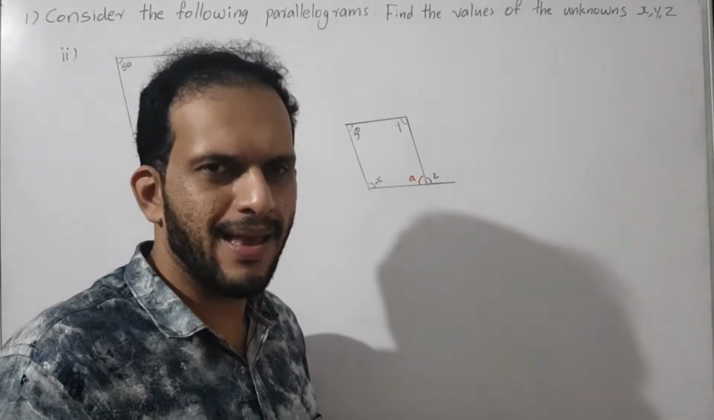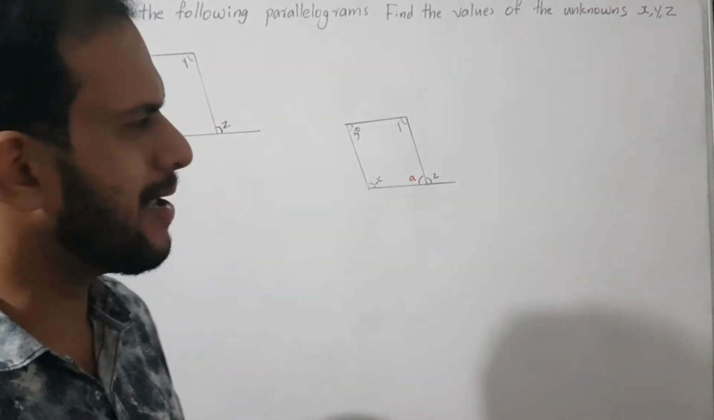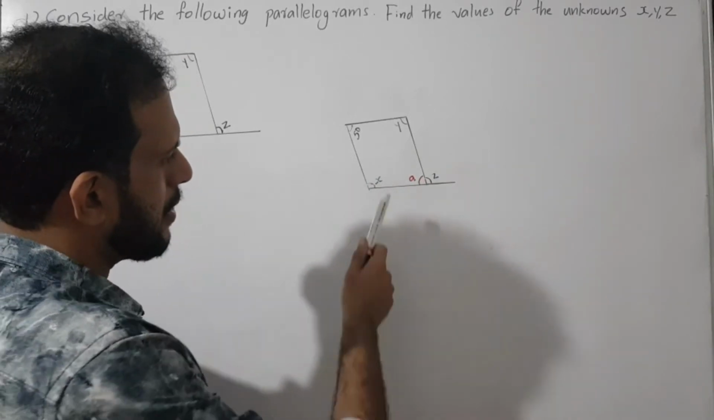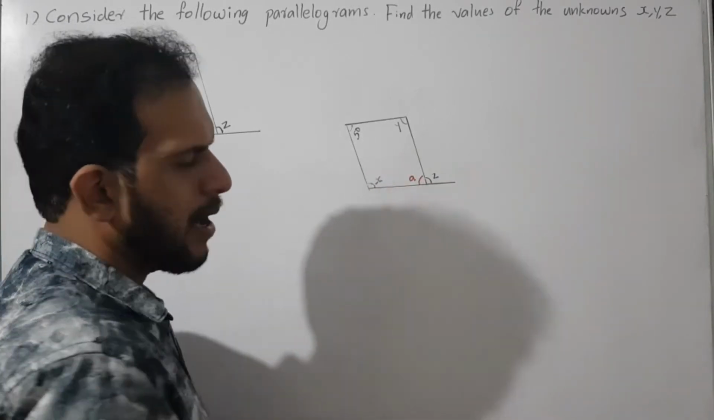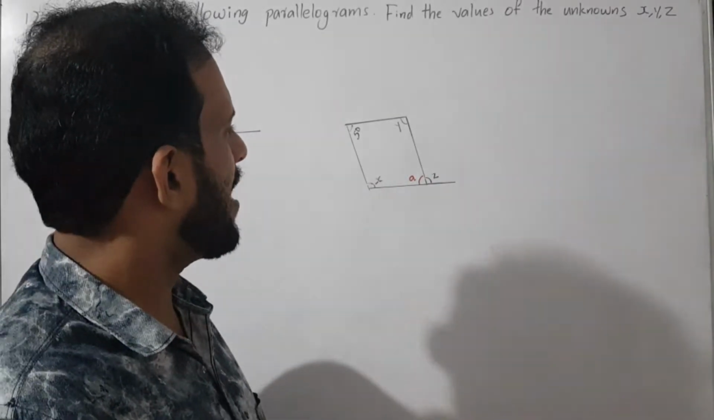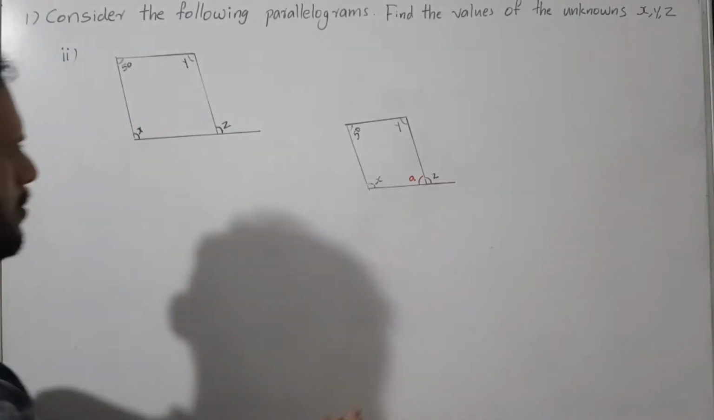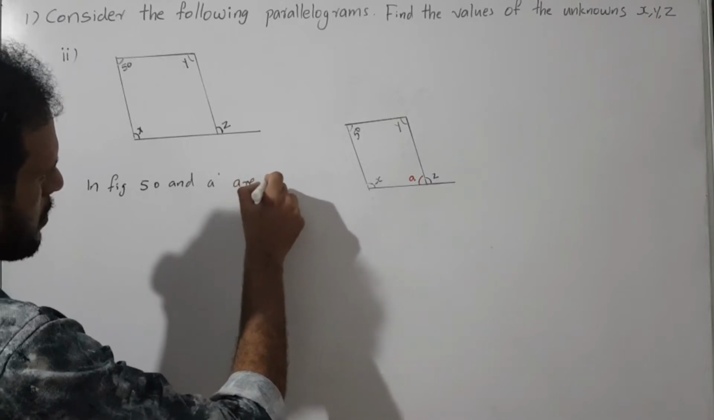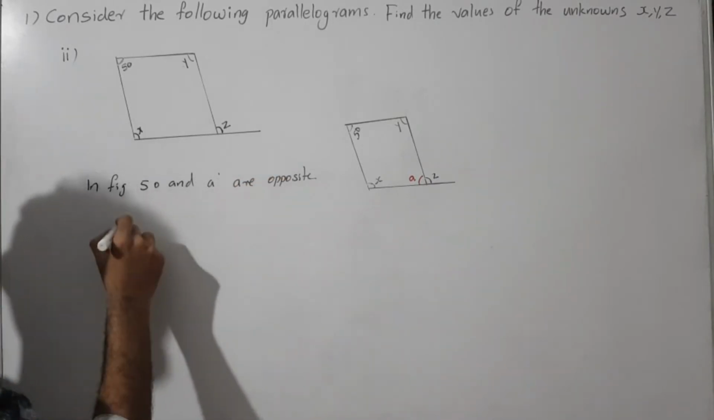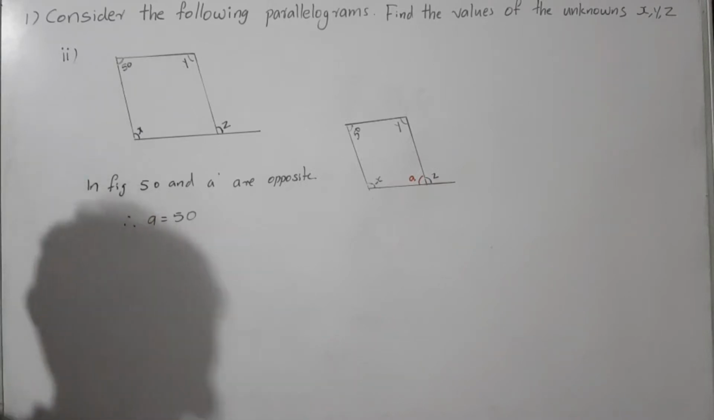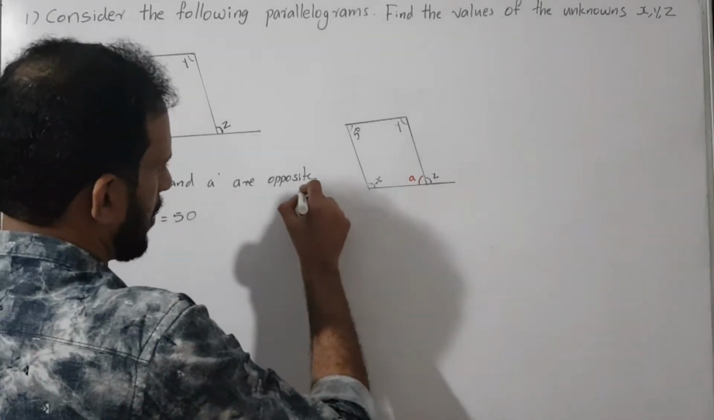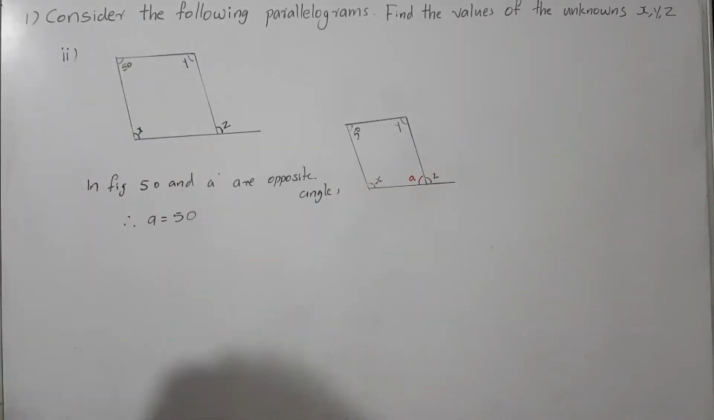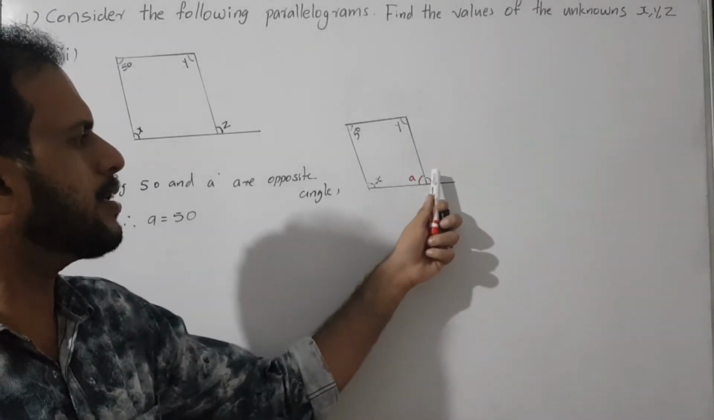So I mark there just a letter. We choose a letter there, A. Then we are thinking what is the relation between 50 and A. It is very clear, it is a parallelogram. Then 50 and A are opposite angles. So we started like this. In the figure, 50 and A are opposite angles. Therefore A is equal to 50. Okay, A is equal to 50, then it is very easy to find the value of Z.